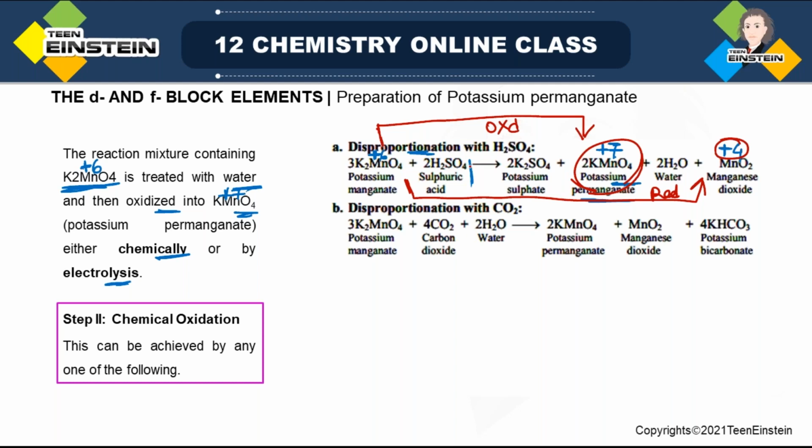Then instead of using H2SO4, you can also use CO2 and water, and here also it is converted to KMnO4. Another compound of manganese is also there, so that is why it is also disproportionation.